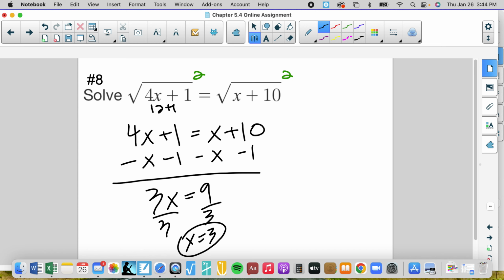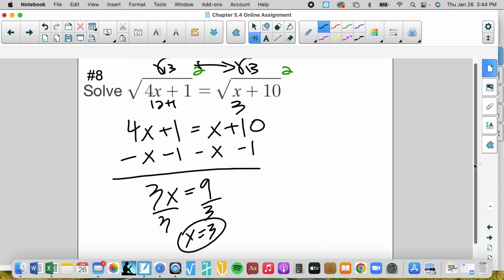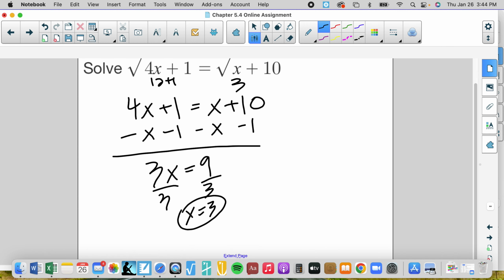12 plus 1 is rad 13. 3 in here gives me rad 13. So they don't have to be clean numbers. They don't have to be perfect squares or anything. We just need the left side to equal the right side. So rad 13 is equal to rad 13. So my solution is 3.